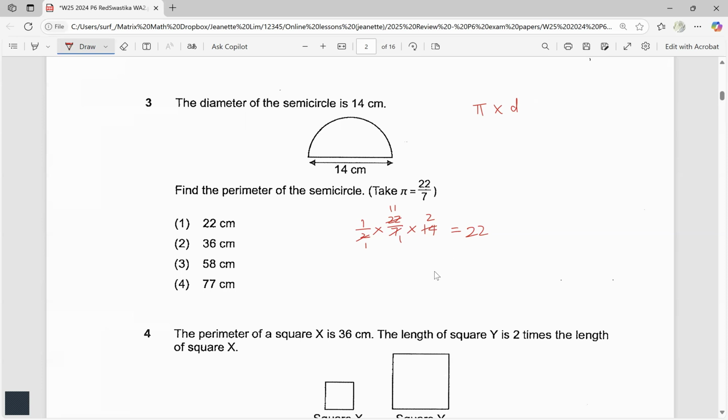That's the arc. Now perimeter includes the straight line, so I need to add 14, the diameter. So the answer is 36 cm.